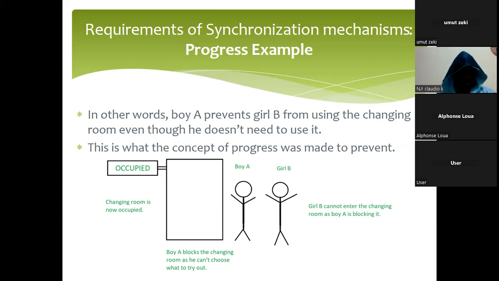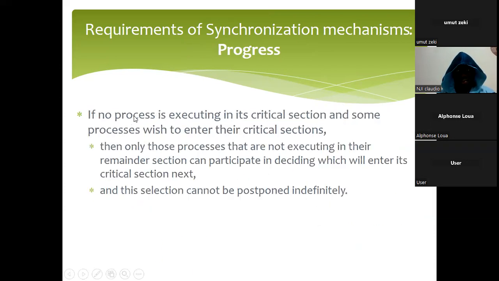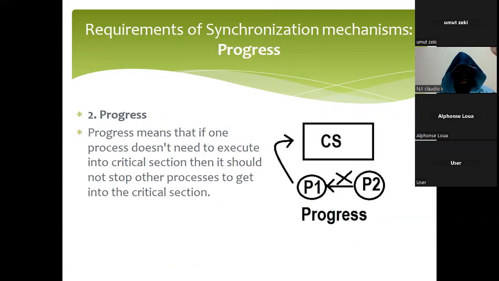Okay, can you re-explain this to me because I didn't understand that part. Okay, I'm here now. Yes, let me start from the beginning. Let me explain progress first. Yes, sir. Okay.